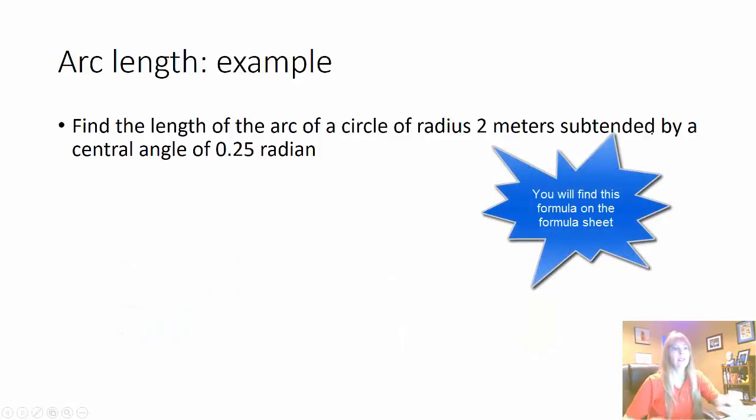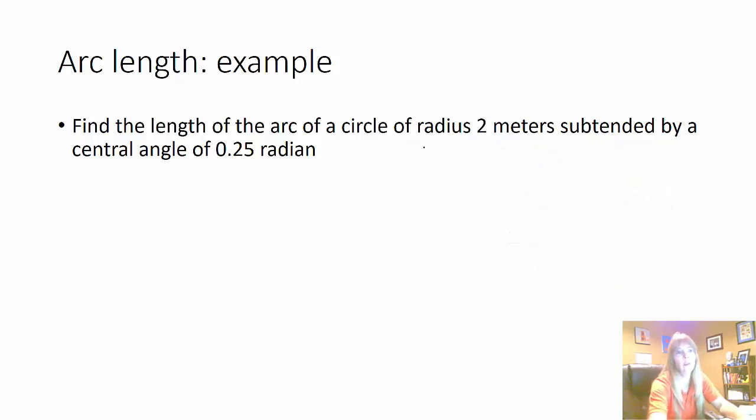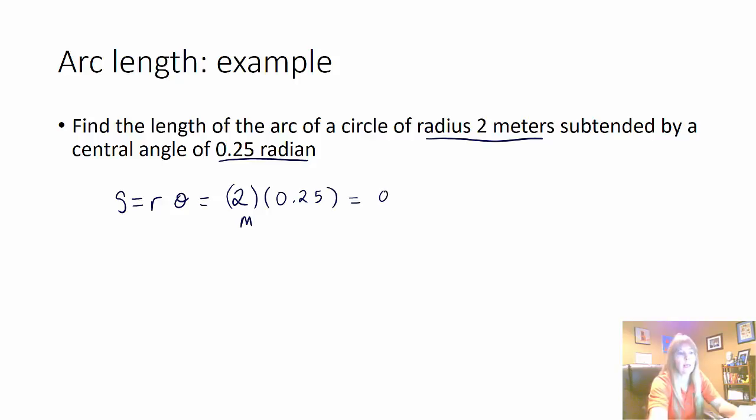All right, let's look at some of these. It says find the length of an arc of a circle of radius 2 meters subtended by a central angle of 0.25 radian. To find arc length, we just said that S equals R theta. My R is 2 meters, and my angle is already in radians. So if I multiply, I get 0.5 meters.